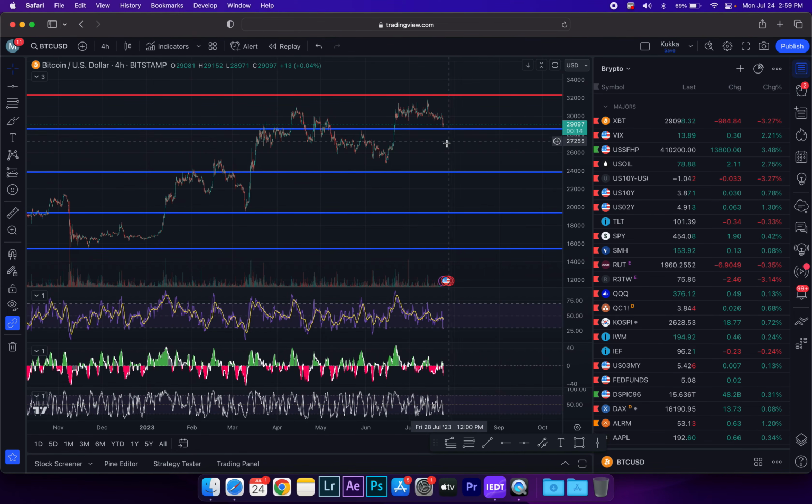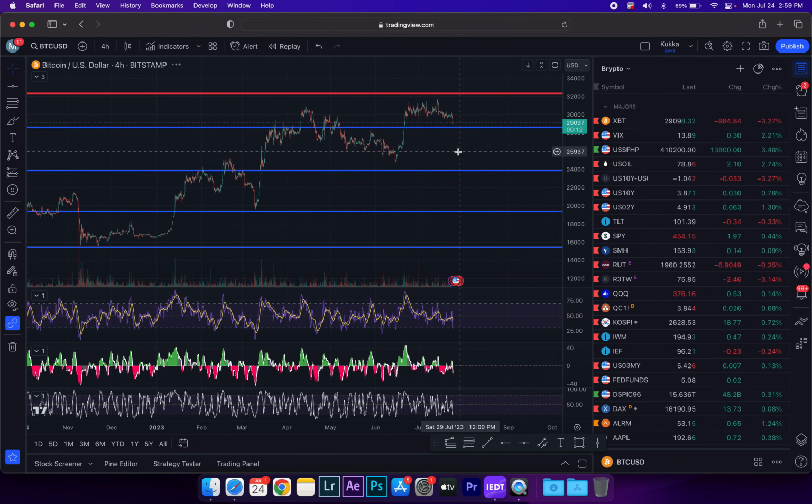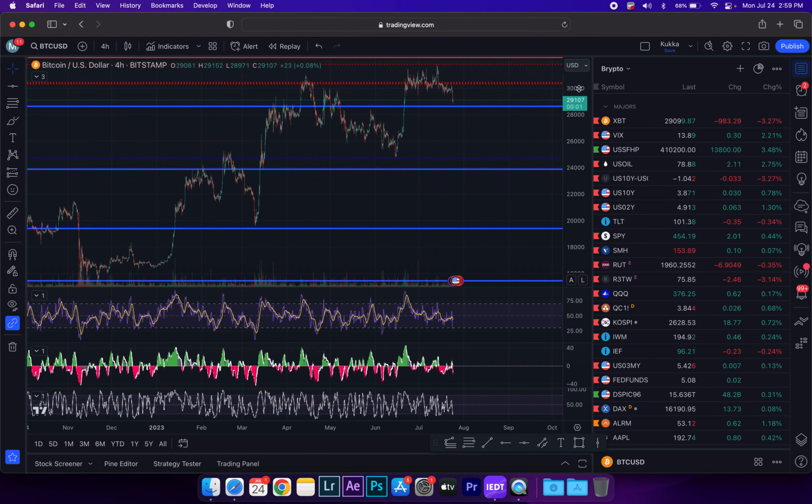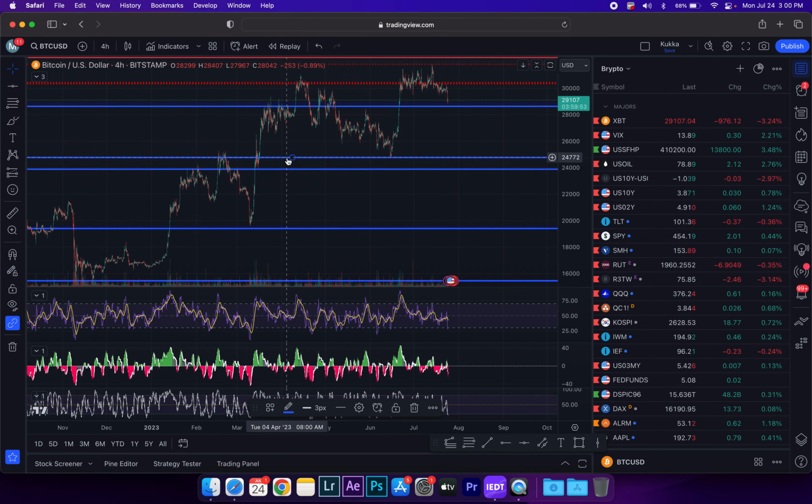Now when you come to the 4 hours, you will use auto support JAMC. We turned this on, and according to auto support JAMC we will mark support and resistance areas. So this is support, we will mark this as support in blue, and then this is obviously resistance, we will mark that as red.